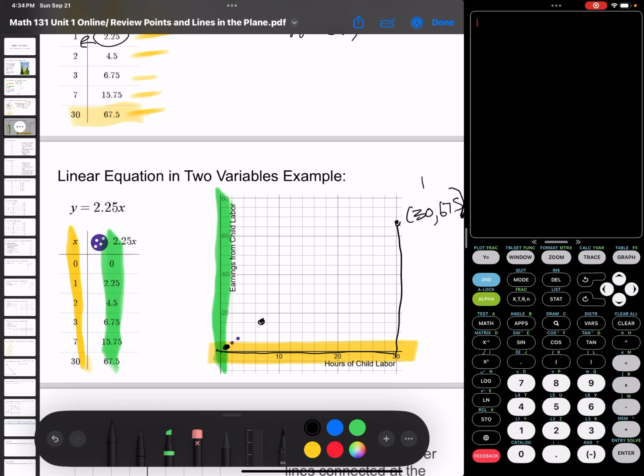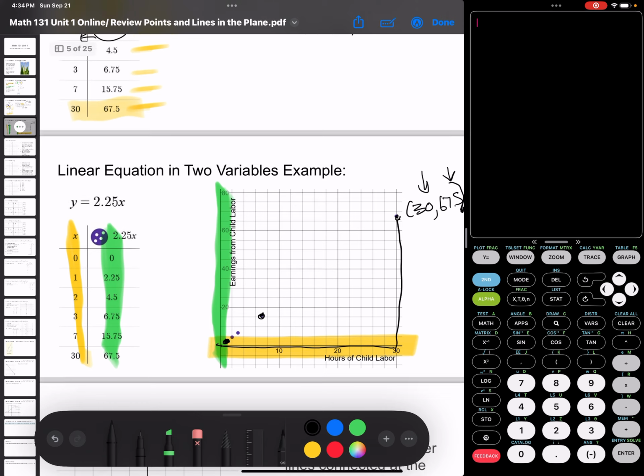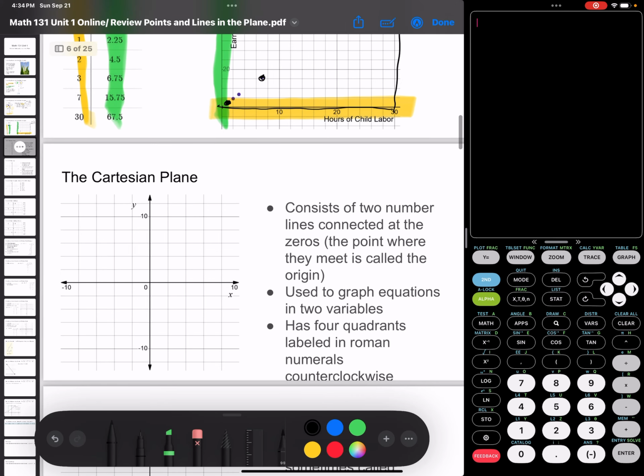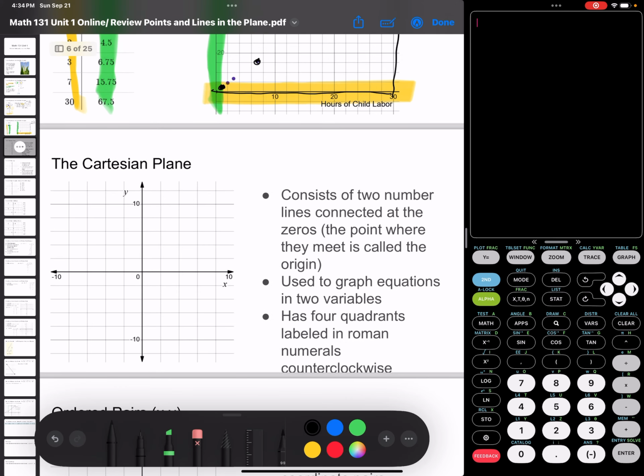Right? You put the input value and the output value. This is called the Cartesian plane. It's two number lines that are connected here at the 0. This point right here is called the origin. You use it to graph equations in two variables, not just lines, but anything. And we're going to use it a lot this semester. There'll be a lot of graphing.